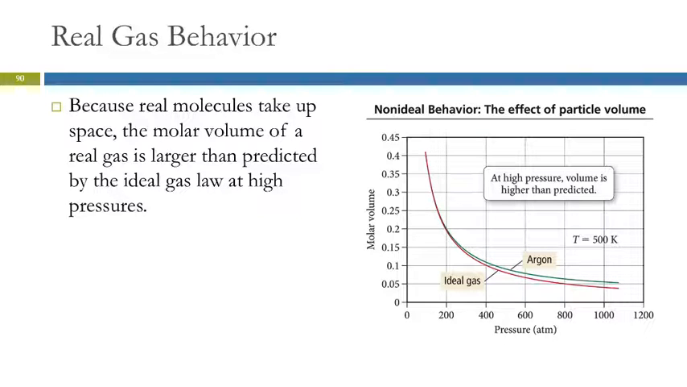Here we see a graph of molar volume versus pressure for an ideal gas in the red and argon in the green. They behave the same over here at lower pressures. These are incredibly high pressures, by the way. 200 atmospheres, that's a lot of pressure. As we increase the pressure, we're squeezing the argon atoms much closer together, and now their volume has an effect. So we see a larger molar volume than predicted by the ideal gas equation.